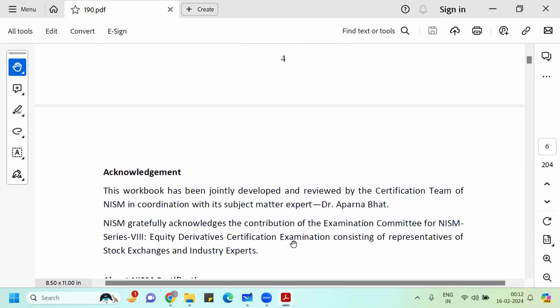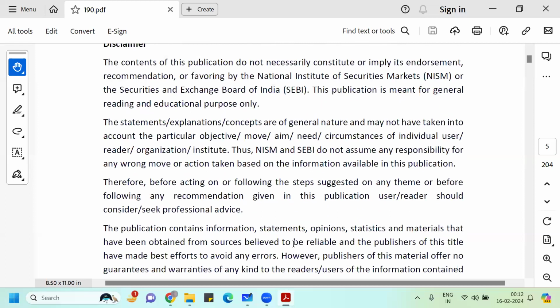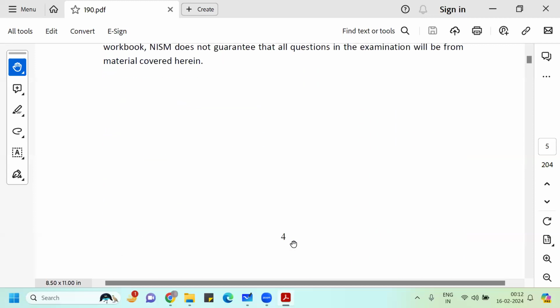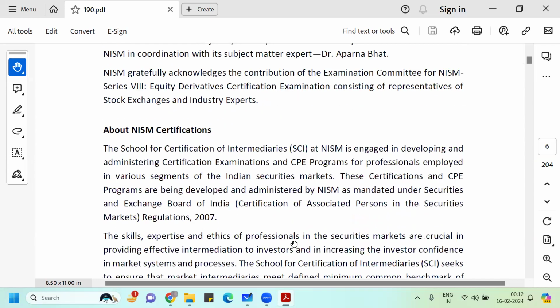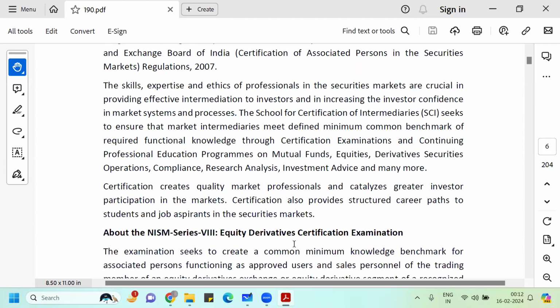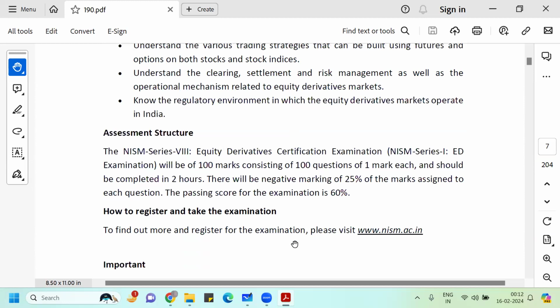These details, if you want, you can read about NISM and all. What is NISM and what is this exam all about? What is the relevance of this exam? I believe if you work with any brokerage house, banks, or mutual fund companies, definitely if they're dealing with anything regarding derivatives, you have to clear this exam.